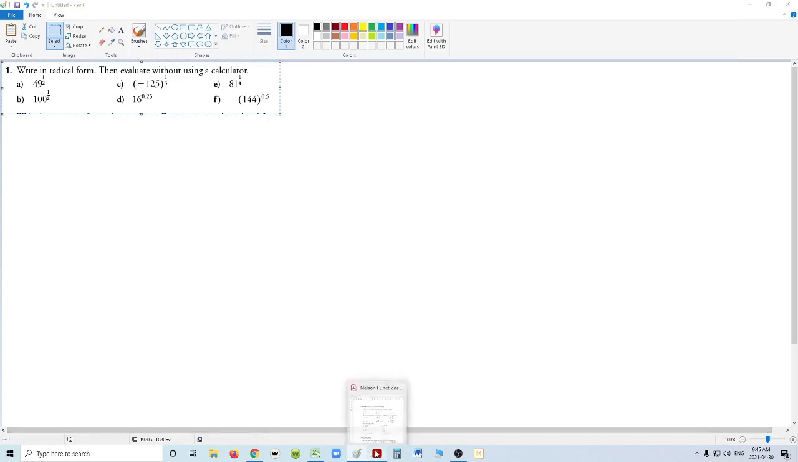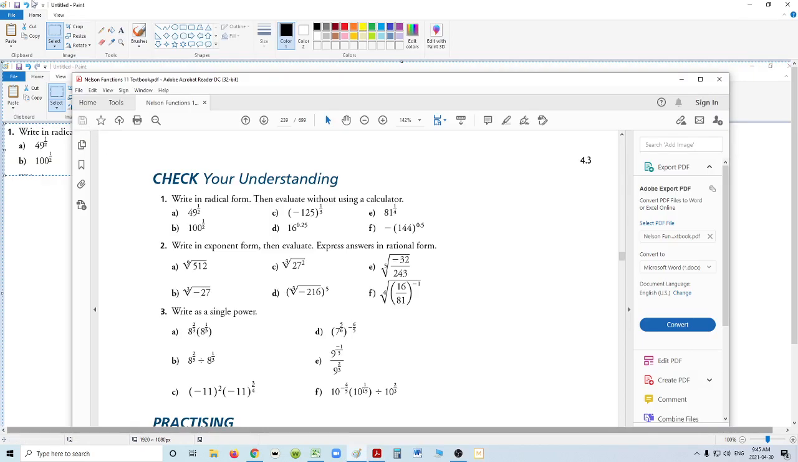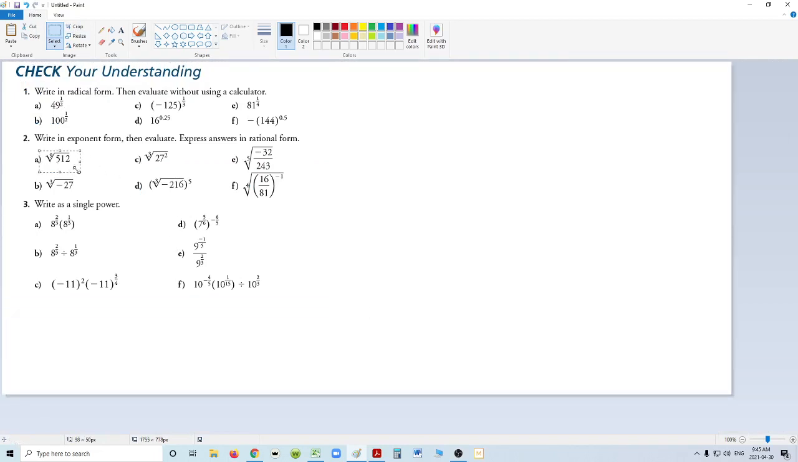No, I don't. All right, let's do 2. Very similar. And they're asking you to think backwards now. They're giving you the radical form, and they're asking you to put it in exponential form and then evaluate it.